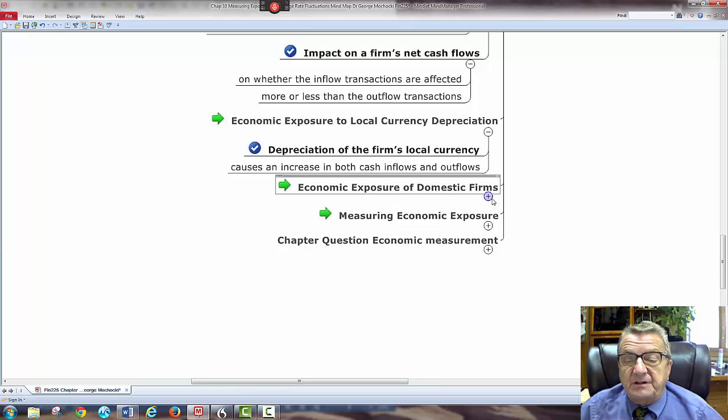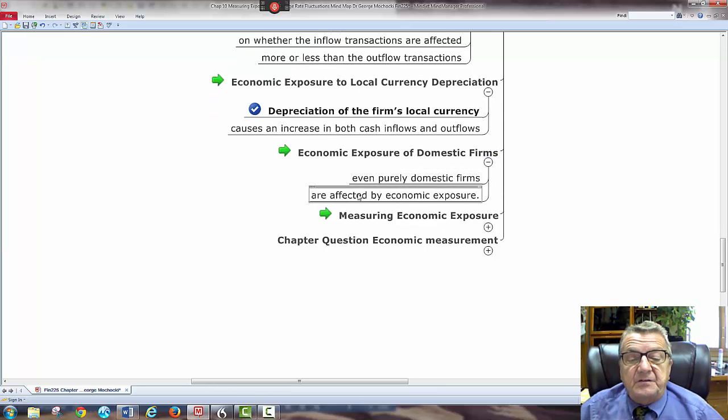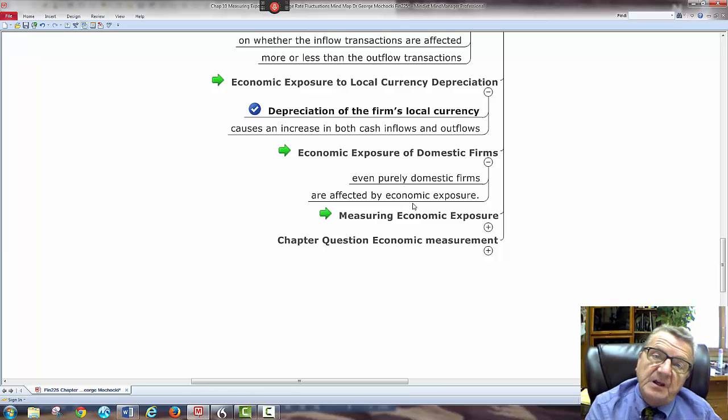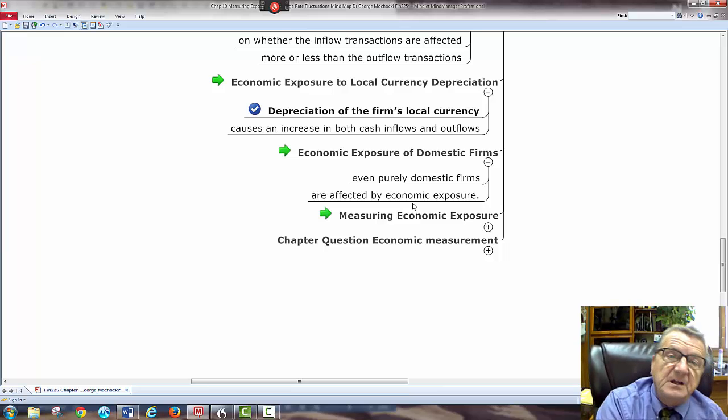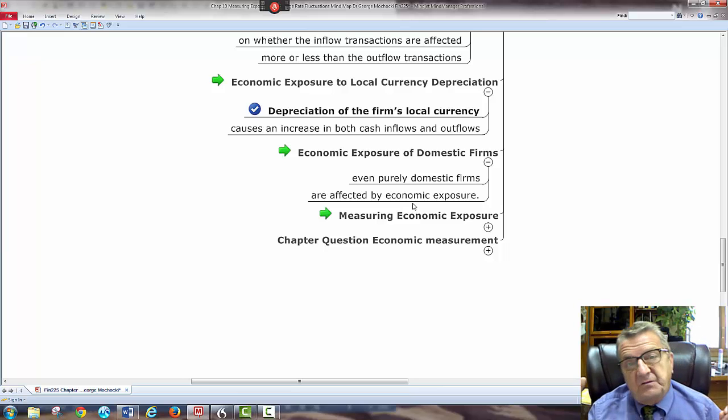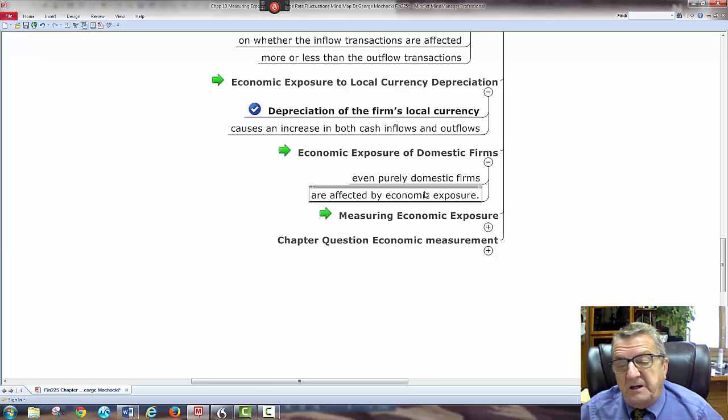Economic exposure of domestic firms. Even purely domestic firms are affected by economic exposure. Even domestically, what's happening in the economy here is affected. Not only is it global, it has an influence, like you see in China, where we're not buying as much, or buying less. There's a stagnation in the sales, affecting their economy. Then domestically, their economy may keep the engine running, but for how long? They're already having some effect from the international economic condition, and plus, domestically within their firm, they are affected by economic exposure.